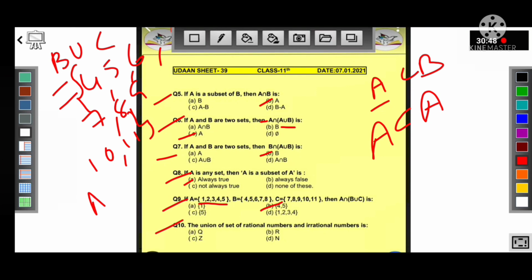Next question, question number 10. The union of the set of rational numbers and irrational numbers is equal to real numbers, so B is the right option.